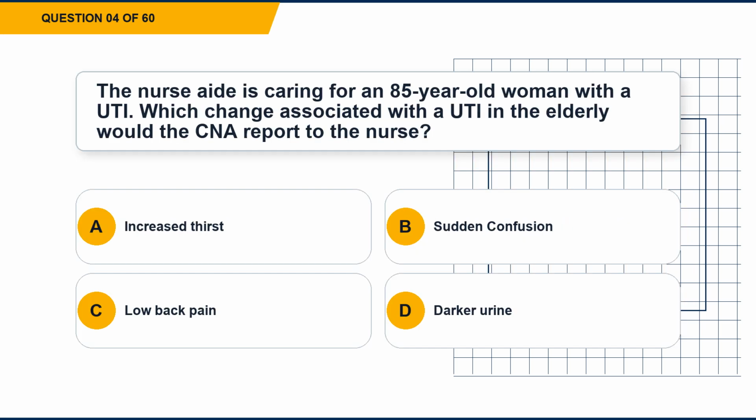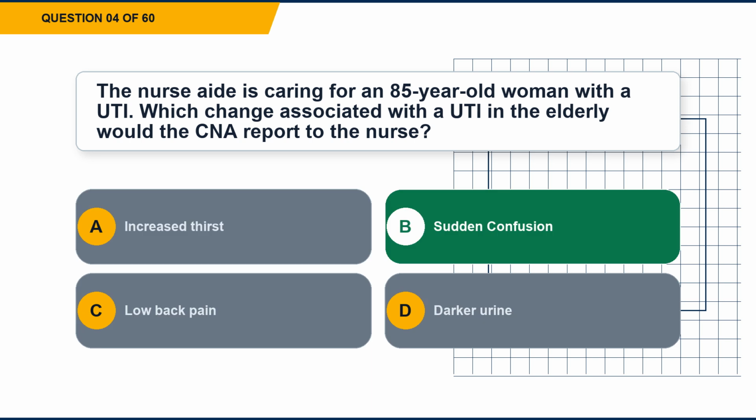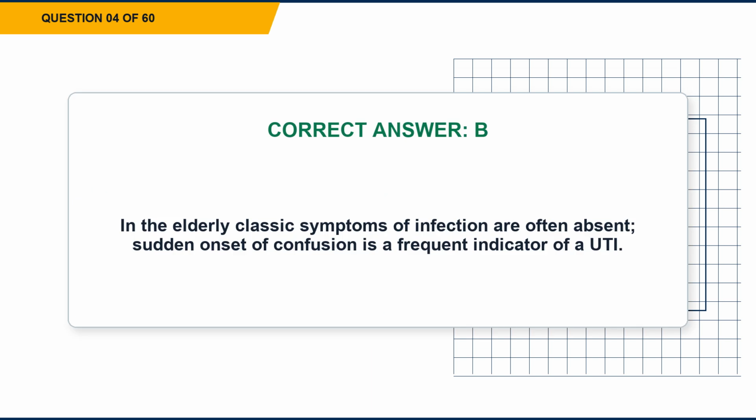Question 4. The nurse aide is caring for an 85-year-old woman with a UTI. Which change associated with a UTI in the elderly would the CNA report to the nurse? Option A. Increased thirst. Option B. Sudden confusion. Option C. Low back pain. Option D. Darker urine. The correct answer is option B. Sudden confusion. Explanation. In the elderly, classic symptoms of infection are often absent. Sudden onset of confusion is a frequent indicator of a UTI.